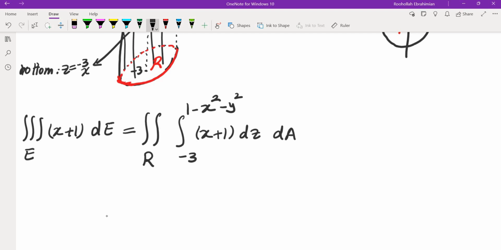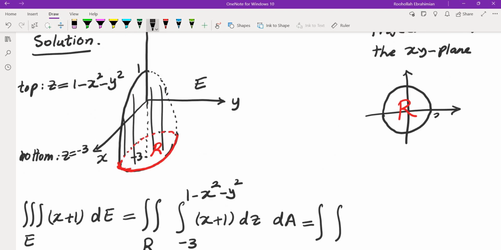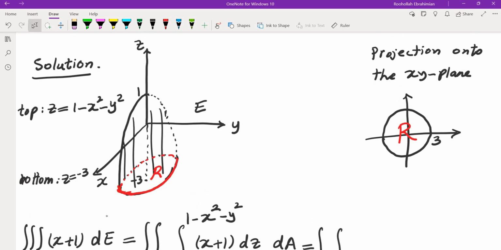Now, because this is a polar region, it is best to switch to polar. So we can write this down as an integral. The radius here is 3, or no, actually we have to find out what the radius is. So we have 1 minus x squared minus y squared, that's the paraboloid, equals negative 3. So we get x squared plus y squared equals 4. So the radius is in fact 2.